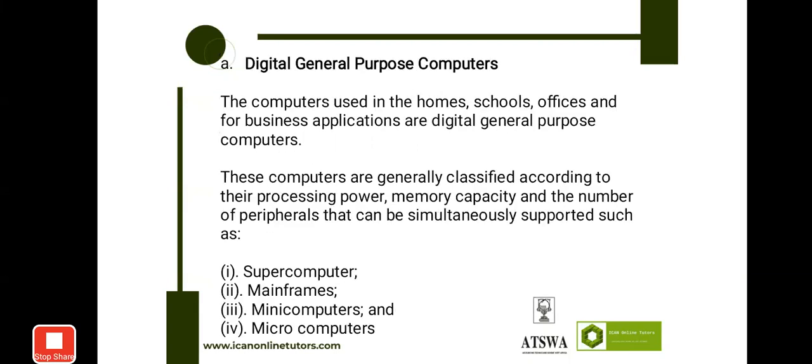So the first one, digital general purpose computers. The computers that are used in the homes, schools, offices, and for business application are digital general purpose computers. These computers are generally classified according to their processing power, memory capacity, and the number of peripherals that can be simultaneously supported, such as the supercomputer, mainframe computers, mini computers, and microcomputers. These are general purpose computers.